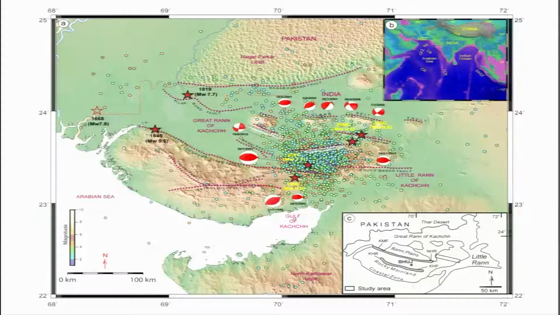Now, if you look at the historical earthquakes in this region, it goes back to an earthquake in 1890 AD somewhere, and this was greater than 7.5. Then we have the following earthquakes: 1668, then 1819, then 1845, 1956, then we have 2001.